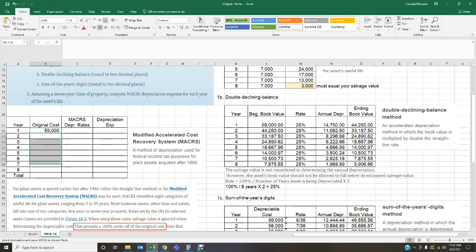I'm going to copy that down to my 8 years because that's not going to change. That stays the same, your original cost. Then we have to get this rate for MACRS, okay?